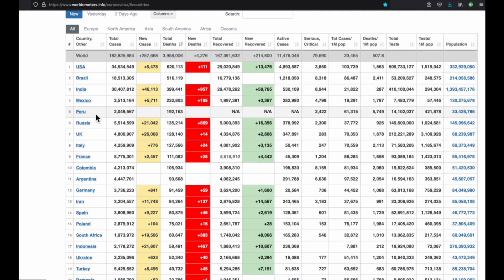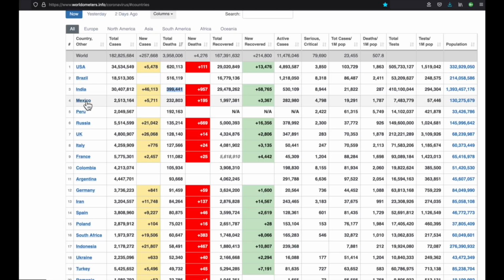So the United States has the most total deaths with 620,113. Brazil, interestingly, has the second highest number, even though Brazil only has a fraction of the population of India. So even though India has way more people than Brazil, Brazil has more people dead. So we're going to take a closer look at Brazil and India. Mexico, right now, is the country with the fourth most people dead, coming close to 250,000.